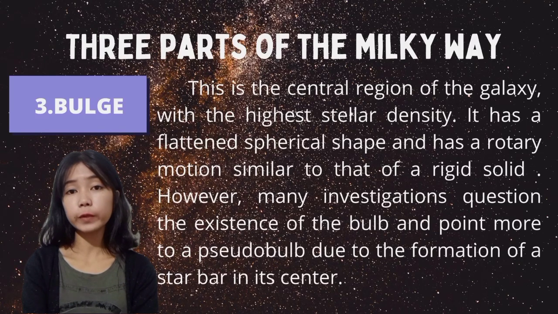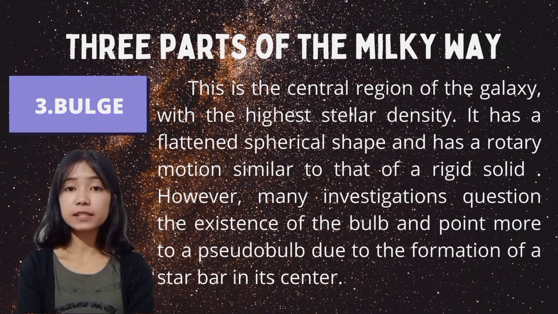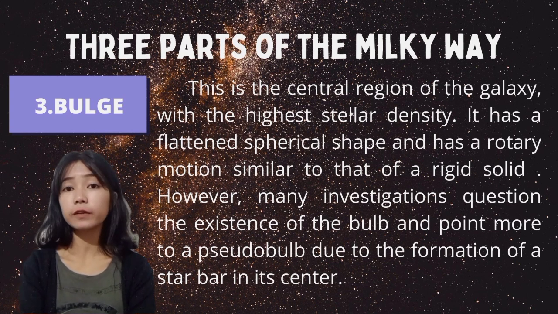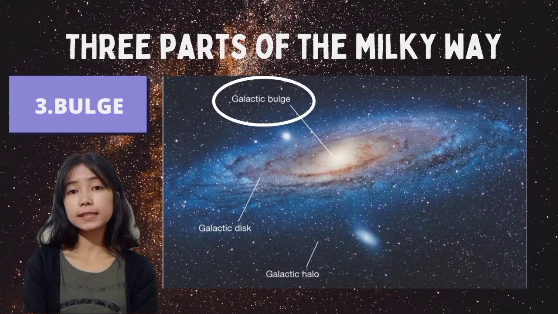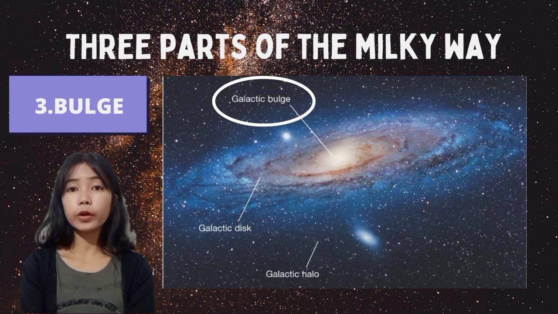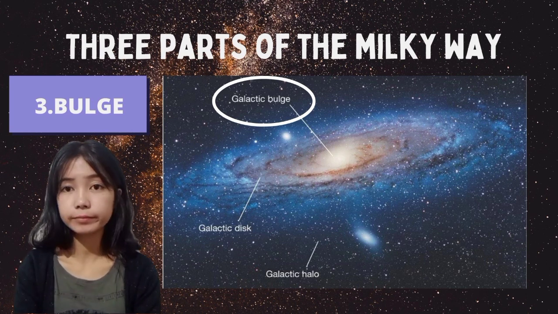This is the central region of the galaxy with the highest stellar density. It has a flattened spherical shape and has a rotary motion similar to that of a rigid solid. However, many investigations question the existence of the bulge and point more to a pseudobulge due to the formation of a star bar in its center.